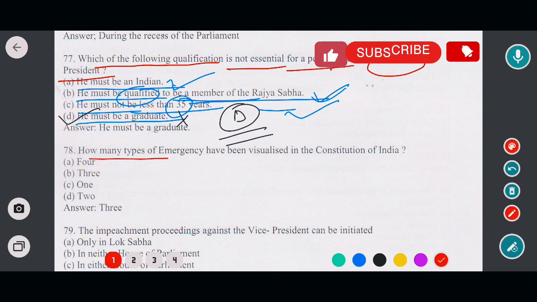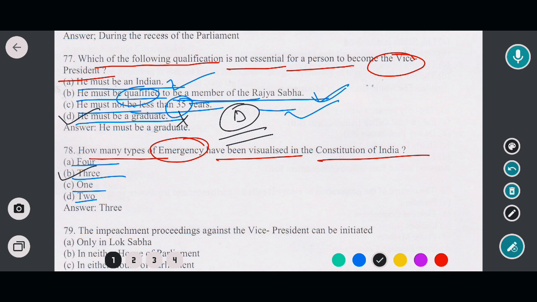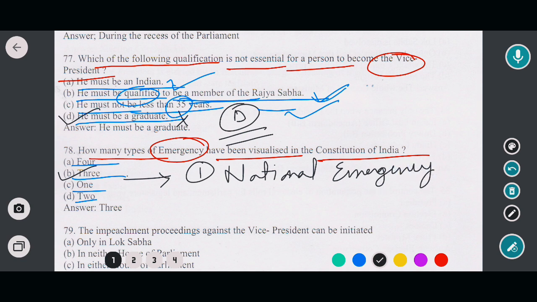How many types of emergency have been visualized in the Constitution of India? Options are 4, 3, 1, 2. So the correct option would be option B, that is 3. That I already mentioned. The first one is national emergency. The second one is state emergency.